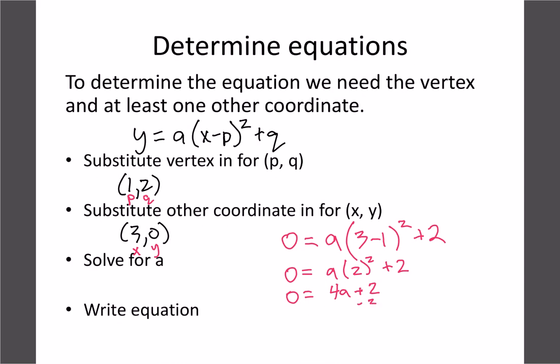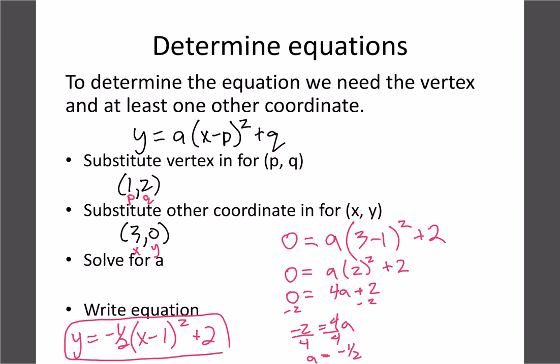And then we just solve that equation. Let's bring the 2 to the other side. So we'd have negative 2 equals 4a, divide by 4. We get a equals negative 2 quarters, or we could reduce that to negative a half. So once we know the a value, we actually have the equation figured out. We know that we have negative a half for our a. We have x minus p, but we already know that p is 1. And plus q, which was 2.